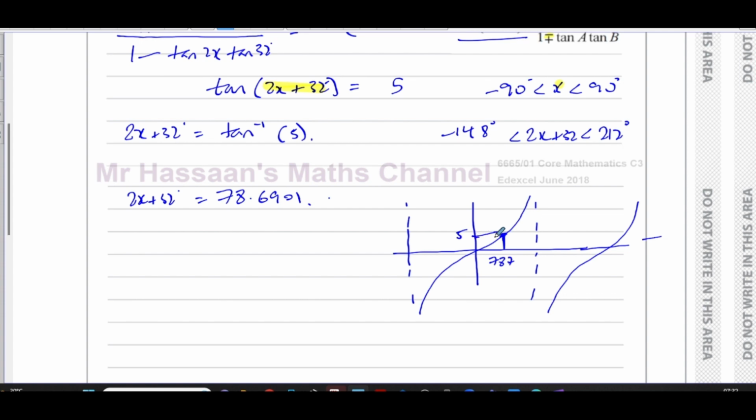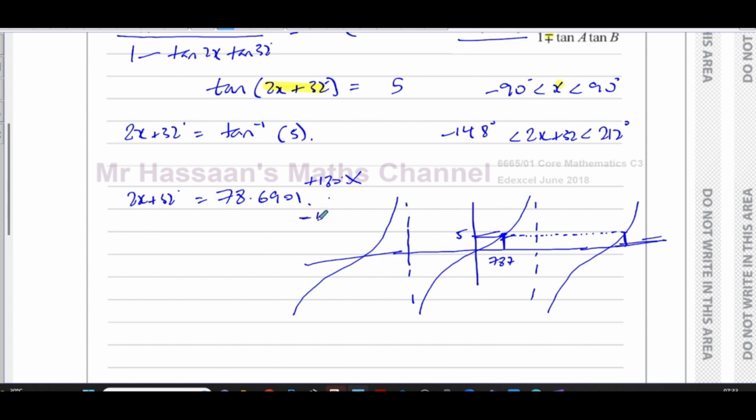Now we can see that the tan curve repeats every 180 degrees. So the next place where it's going to have the same tan ratio is over here, where you have to add 180 to it. If I add 180 to this, that's going to be more than 212, that's going to be 250. So that's out, and we can't take that angle.